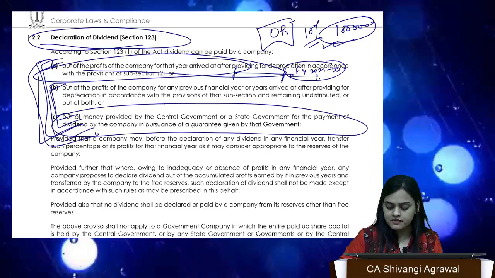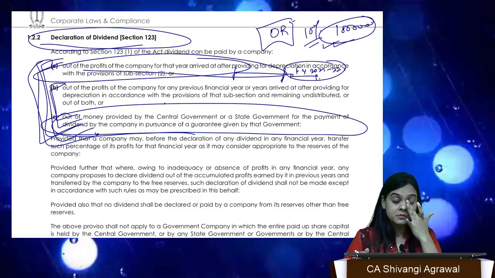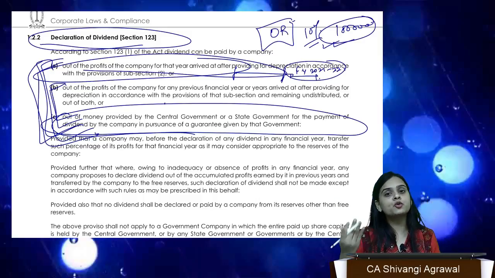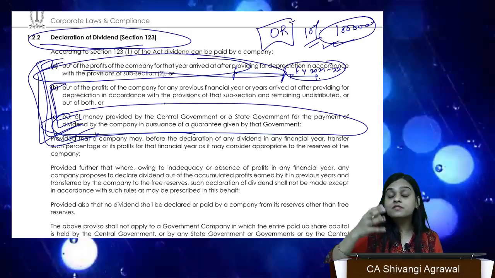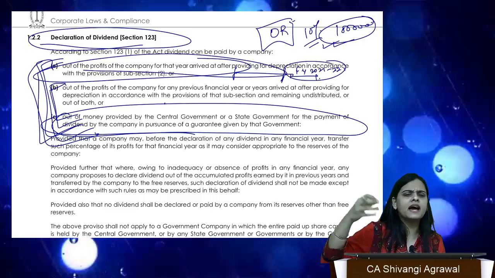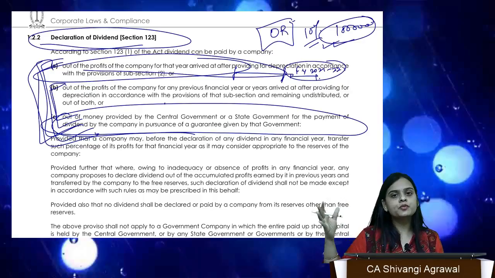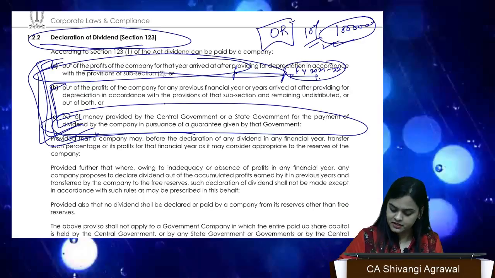And you can also give away dividend out of the money which has been provided by government. Sometimes government has undertaken that if this company does not pay you dividend, I'm going to pay you dividend. If the government has undertaken some kind of guarantee, so government can also provide money, and out of that money you can pay away the dividend.